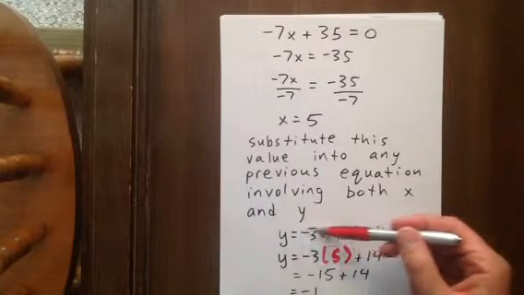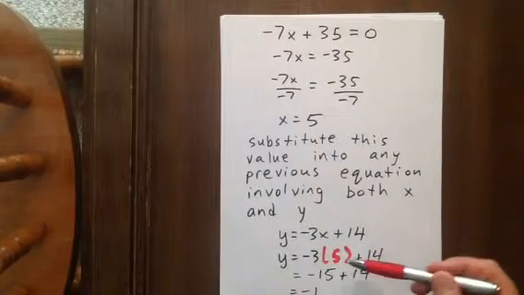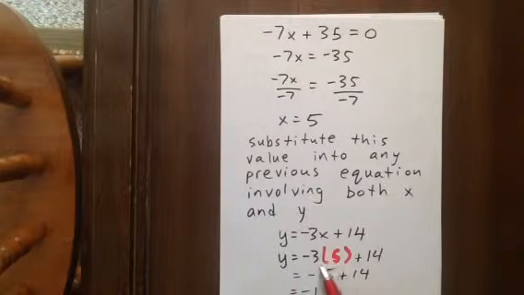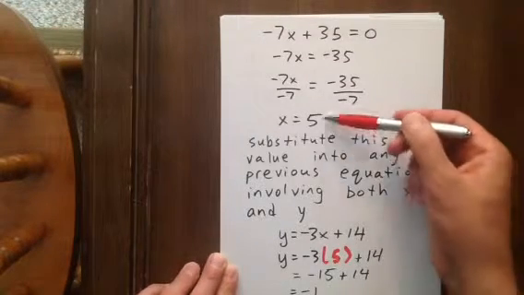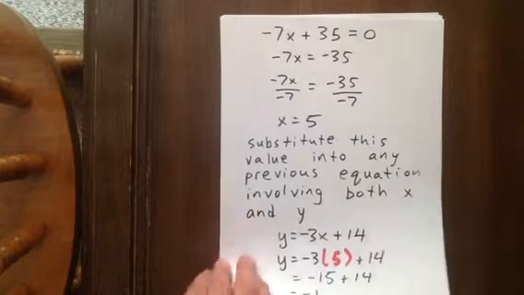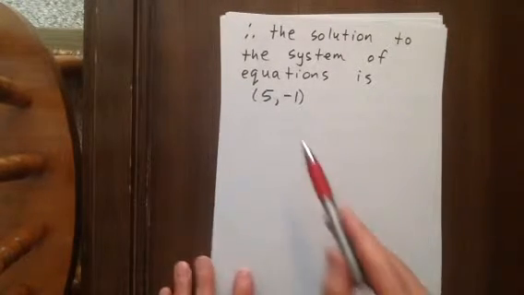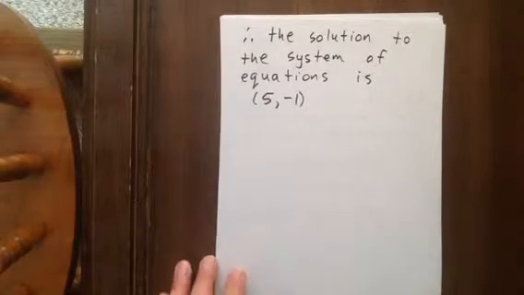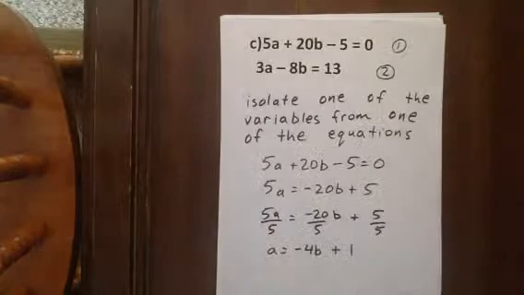So we use it. y equals negative 3x plus 14. We substitute in an x value of 5. We get y equals negative 3 times 5 plus 14, which is negative 15 plus 14, which is negative 1. So that means x is 5 and y is negative 1. And so we can say that the solution to the system of equations is 5, negative 1. Since it's an x and y, we can state them as an ordered pair.